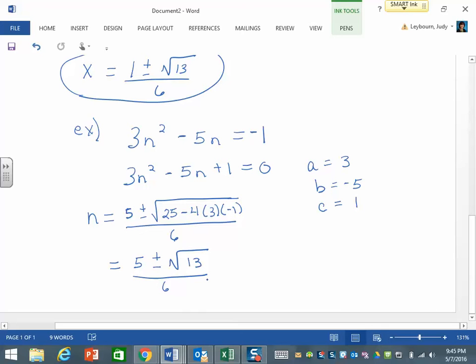We could leave our answer as it is to have an exact answer, or again, as I said earlier, you could put in your calculator 5 plus radical 13, hit enter, and then divide by 6, and then round your answer, and then do the same thing for the negative value. So I hope you find it easy to use the formula. Yes, it is a formula that you will need to memorize, but I'll show you some quick ways to do that.